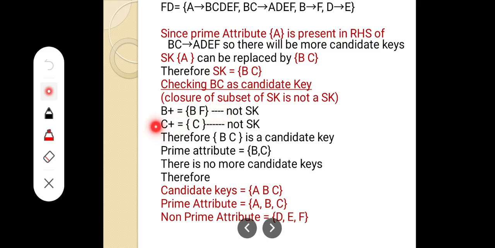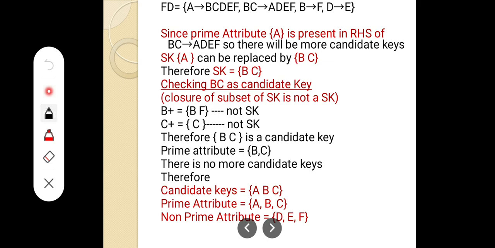What about C closure? Anything starting with C? Nothing is starting with C, so C is alone here. So this is not a super key. Therefore BC is the candidate key. BC is our candidate key, and the prime attribute is B, C. Clear? So we have two candidate keys.